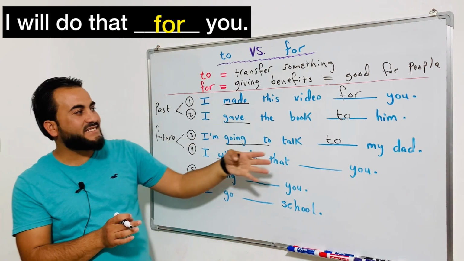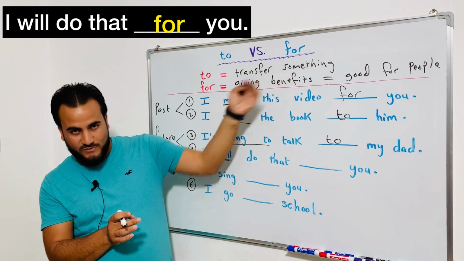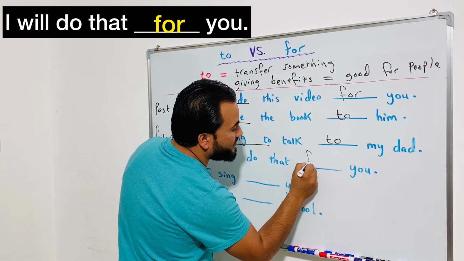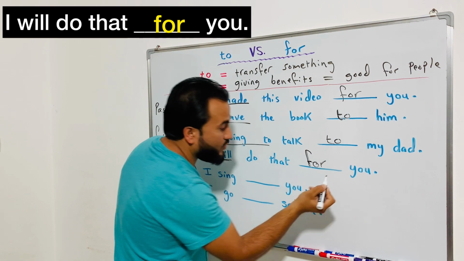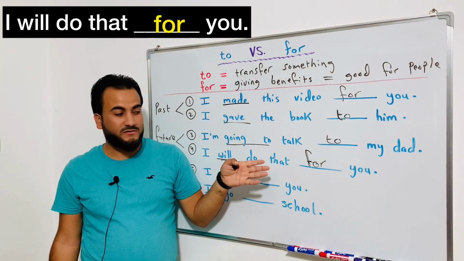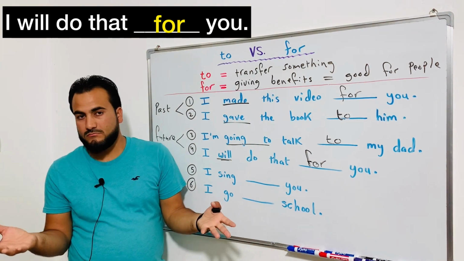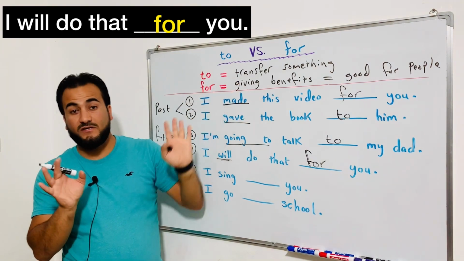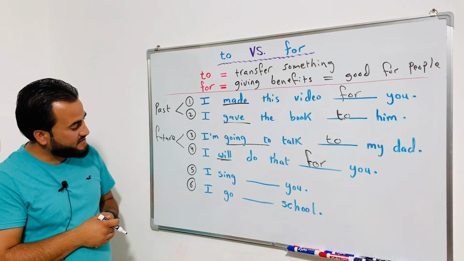فأنا هون بدي أساعدك. بدي أخليك تستفيد. I'm giving you benefits. Okay. So the answer is for. Okay. I will do that for you. Very nice. Maybe I'm helping you. بدي أساعدك. So you will get benefits. Very nice. Okay. Number 5 and 6.